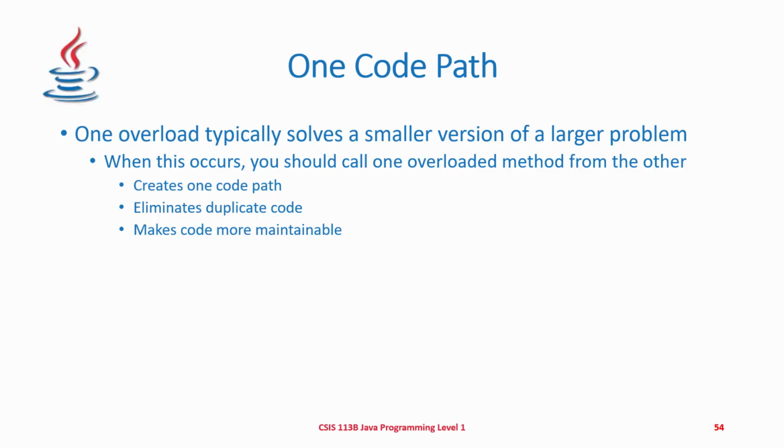Another interesting aspect of overloading your methods is the concept of one code path, because a lot of times what we'll do is create a method that solves a similar problem, or actually a smaller version of a larger problem, and then we'll have another method that calls the first method to solve that larger problem. I've got an example to show you which explains this a little better, but the idea is that you're creating a single code path, you're eliminating duplicate code, and it makes your code much more maintainable as well.